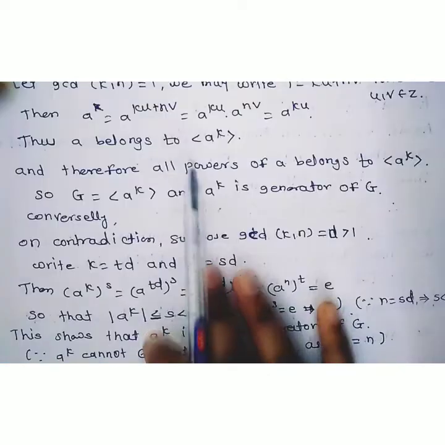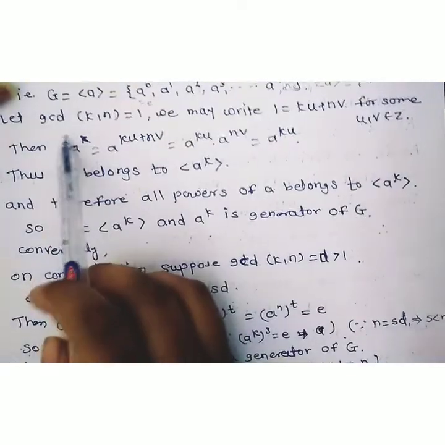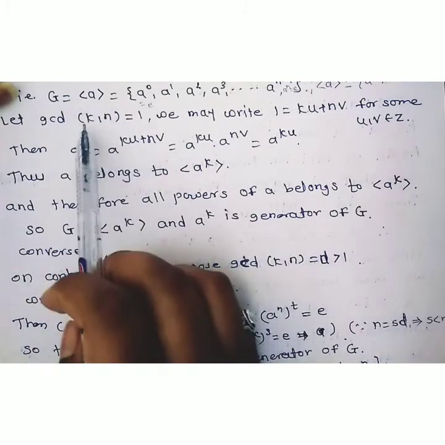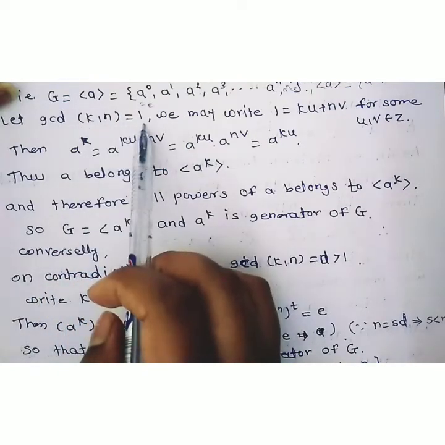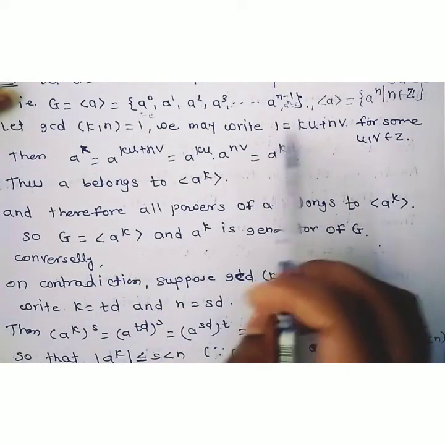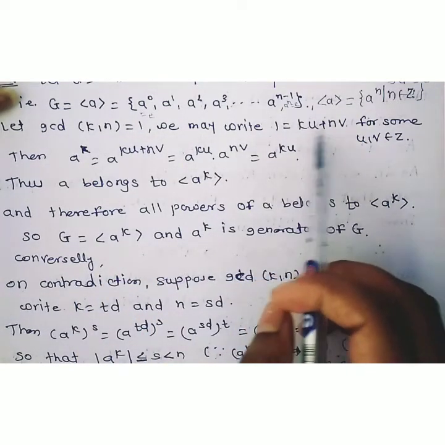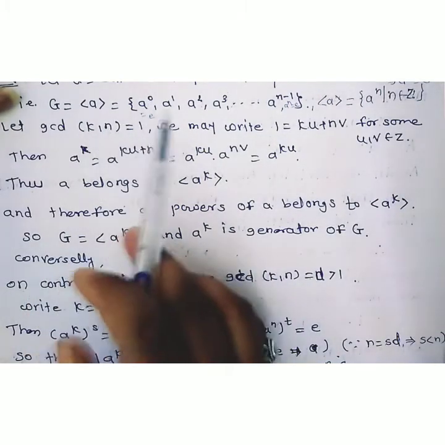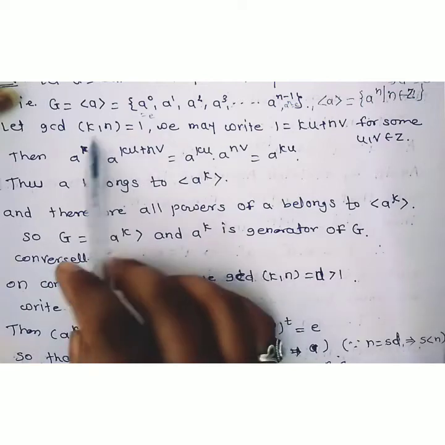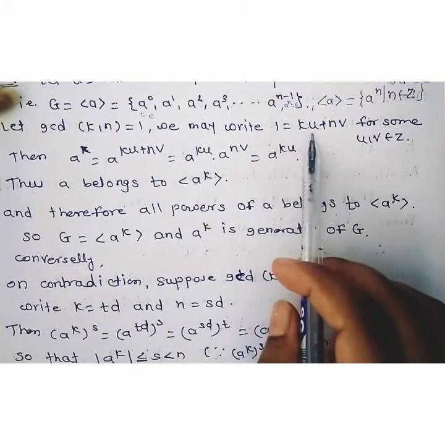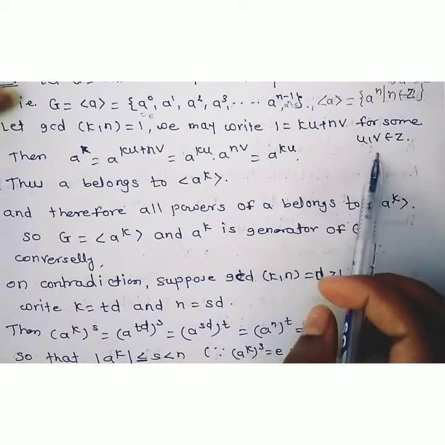Now consider GCD of k with n is equal to 1. Therefore, this can be written as 1 is equal to ku plus nv for some u, v belonging to Z. This is the form when the GCD of two elements is 1; then it can be written as 1 is equal to ku plus nv for some u, v belonging to Z.